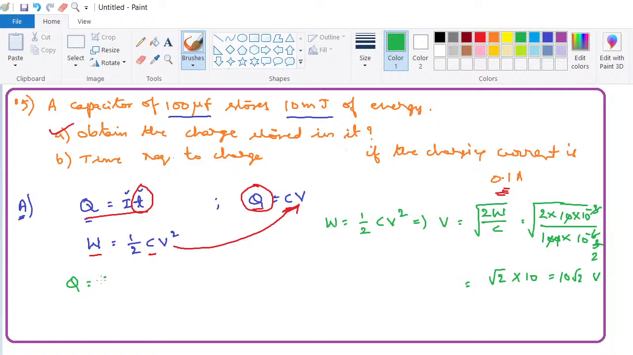Q is equal to C into V. So what is C? C is capacitance, so it will be 100 into 10 to the power of minus 6 into 10 root 2, which is equal to 1.414, and 10 to the power of minus 3 means milli, so it is millicoulomb.